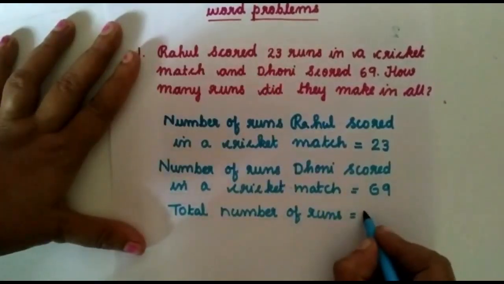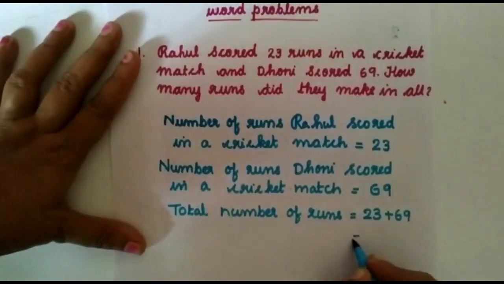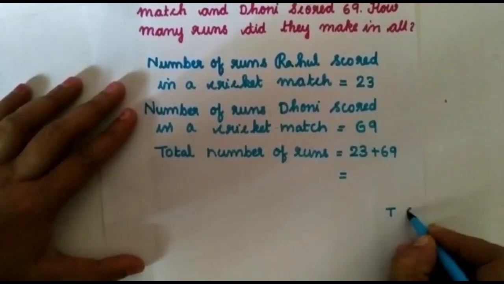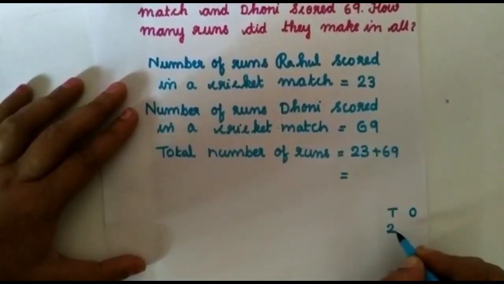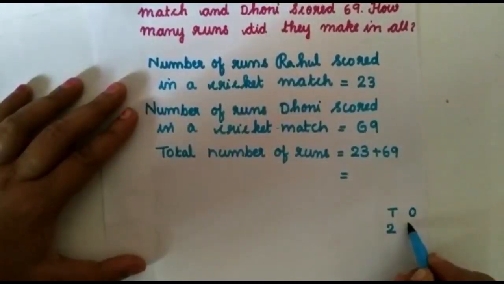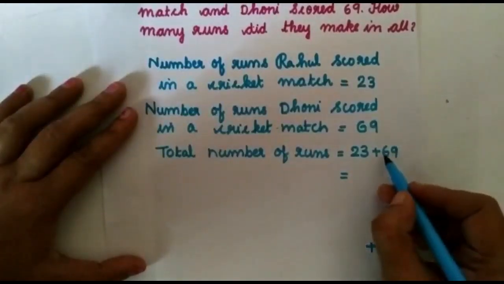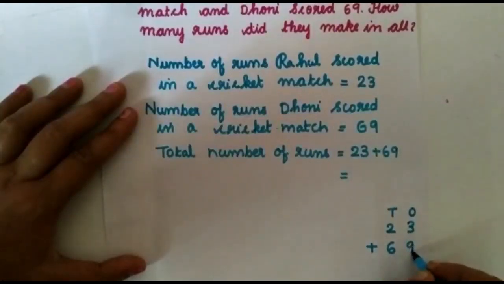Equal to 23 plus 69 equal to, first we have to write tens and ones. In 23, 2 is in tens place and 3 is in which place? Ones place. Then put the symbol plus, 69. 6 is in tens place, 9 is in ones place. Next we have to add these two numbers.